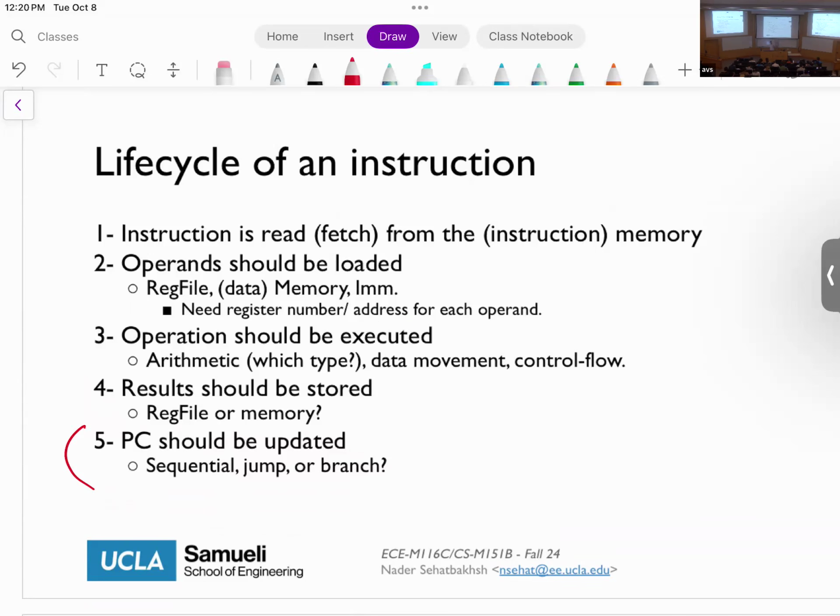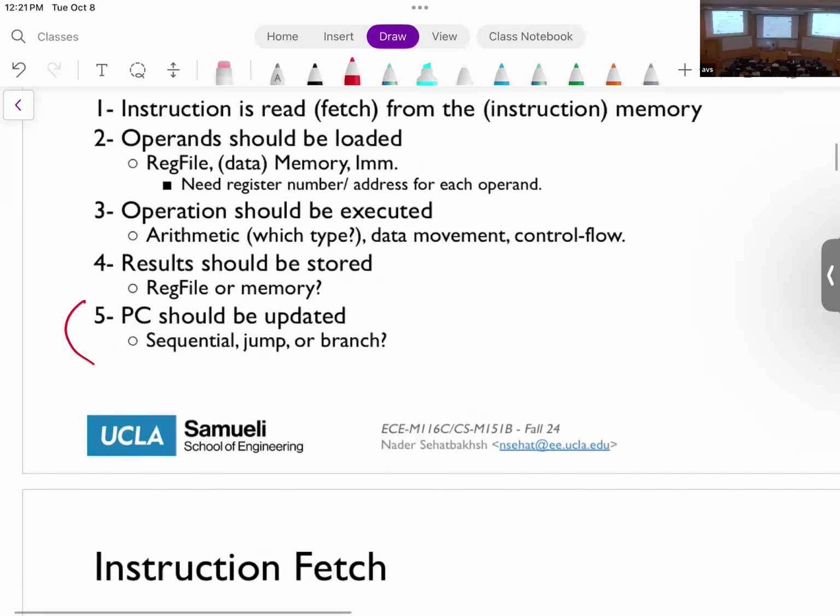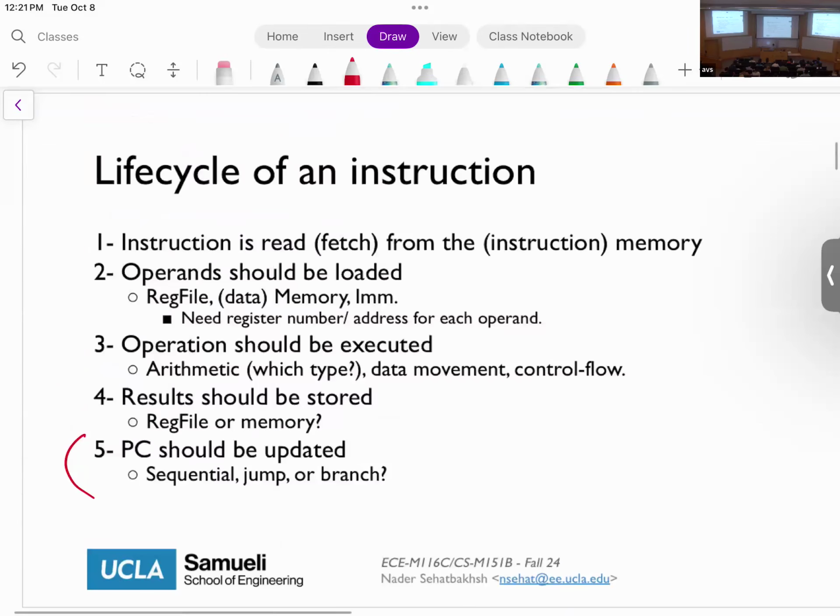And then if it's a branch, we need to first check the condition. If the condition is true, then we will jump, right? So we update the PC, and we repeat this process for the next instruction. So essentially here, we jump back to step 1. We fetch the new instruction. We do all this process one more time, and then go to the next instruction and next instruction and next instruction, okay? So this is the timeline that we are following.